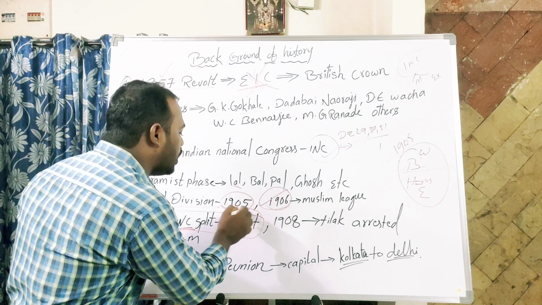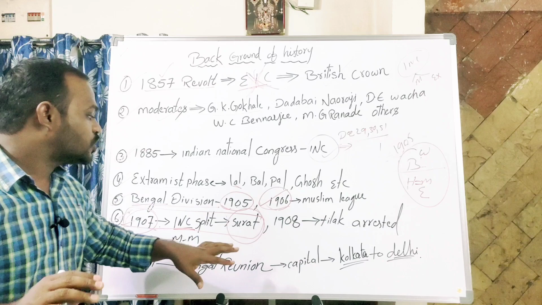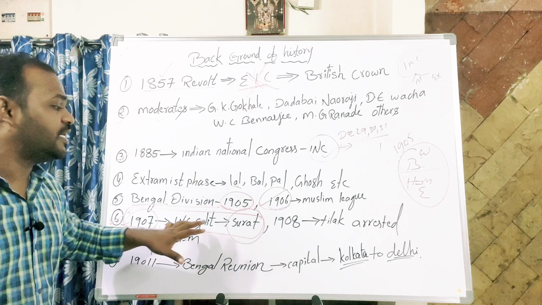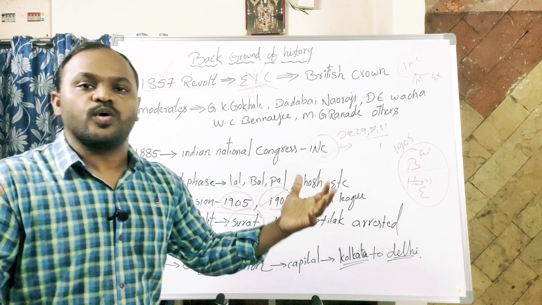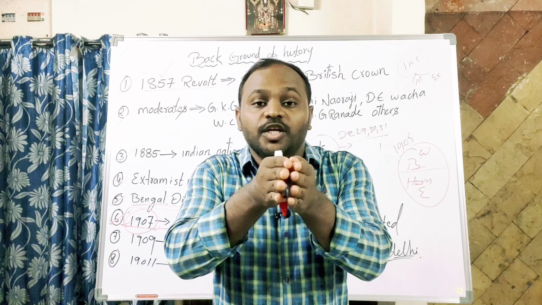Because I told you, right? The Indian National Congress conducts one meeting every year at one place, right? Yes or no? Yes. So in the year 1907, the Indian National Congress meeting was conducted at Surat. Differences arose between moderates and extremists. Obviously, there was a split in the Indian National Congress. Again, the unity among the Indians was broken. Obviously, the British ruled India for a longer time.